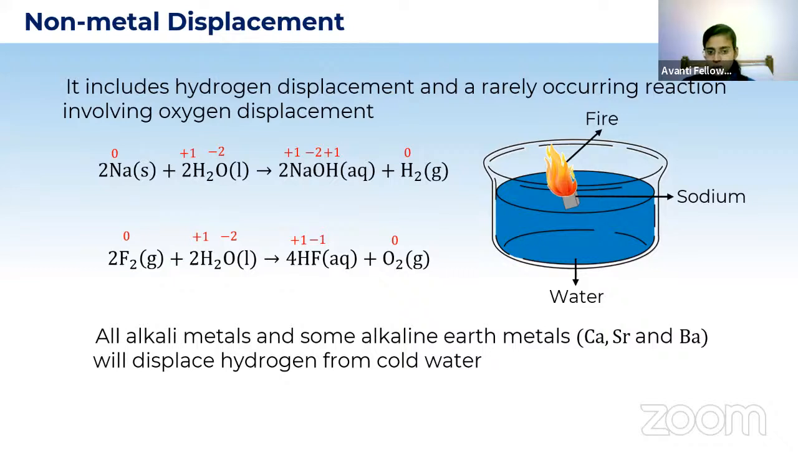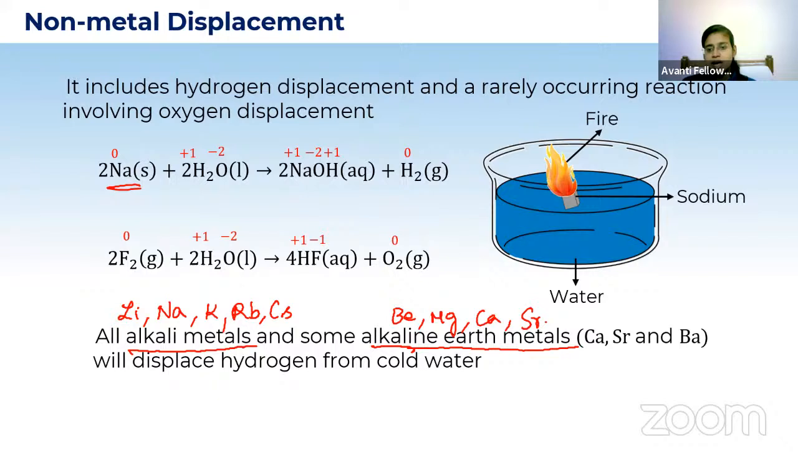All alkali metals means group 1. So who are group 1? Lithium, sodium, potassium, rubidium, and cesium. All these 5 alkali metals can displace hydrogen. One among them is given here as an example. And some alkaline earth metals. Alkaline earth metals start with beryllium, magnesium, calcium, strontium, and barium. These are the first 5 alkaline earth metals. But beryllium and magnesium will not come in this list.